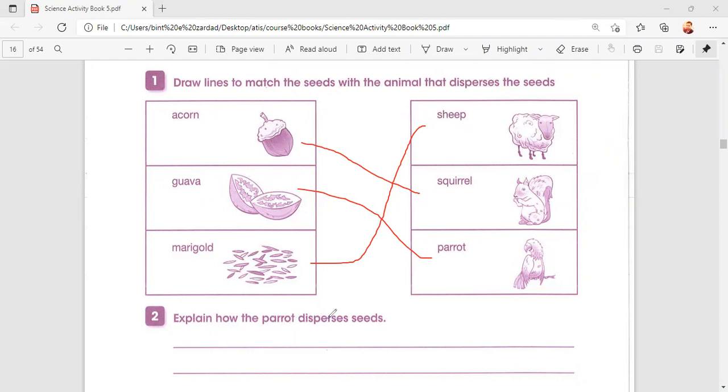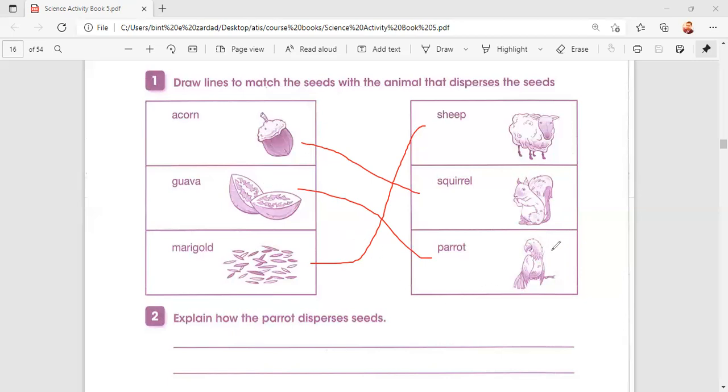Explain how the parrot disperses seed. Actually, parrots like fruit. So how is the seed dispersed by the parrot? The parrot eats the fruit that contains the seeds inside. The parrot eats the fruit and then flies away.